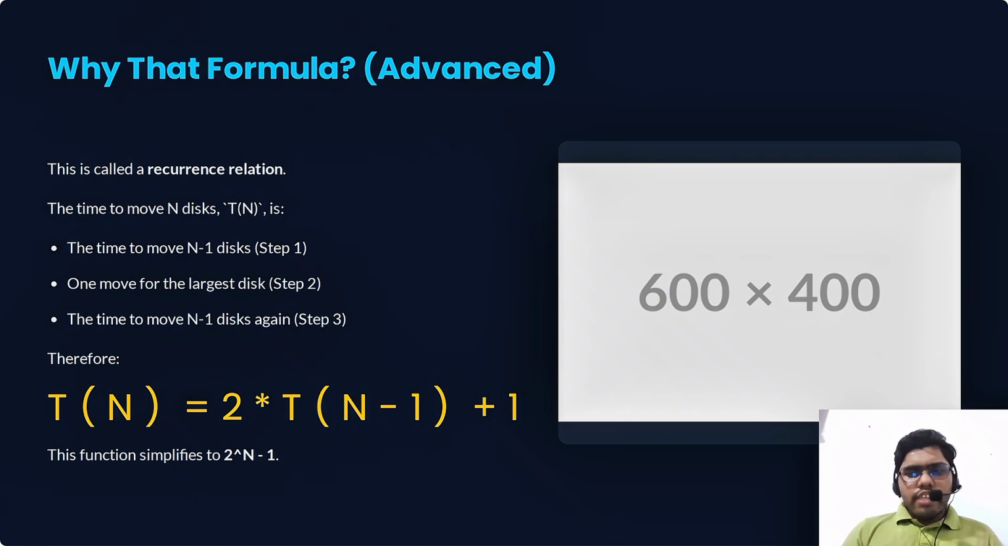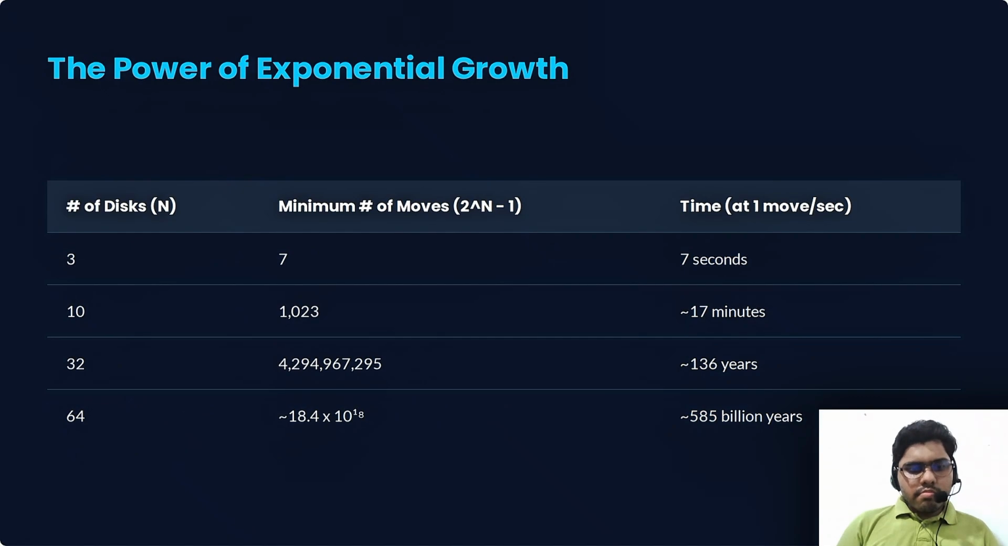If you solve this recurrence relation, it simplifies directly to T(n) equals 2 to the power of n minus 1. This is a classic example in algorithm analysis. The power of exponential growth.